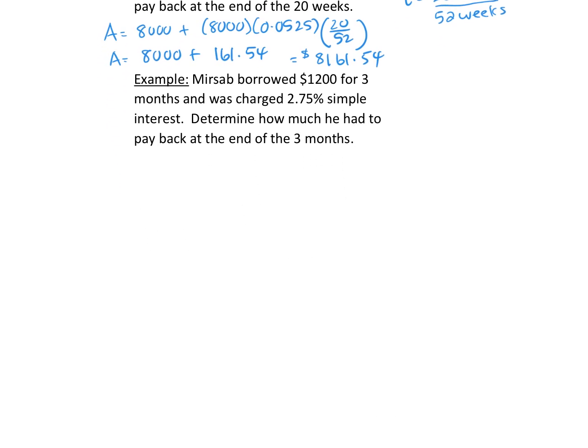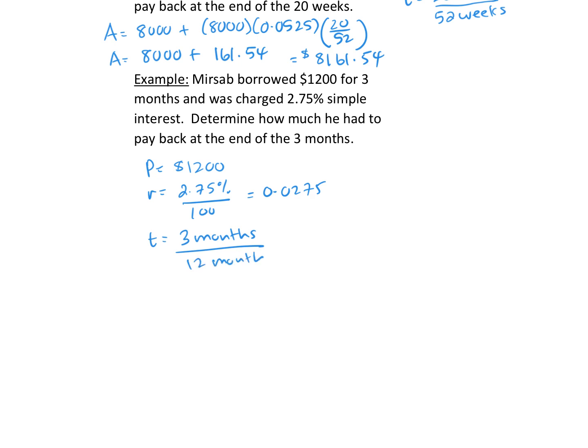Okay, and then in this example, Mirza borrowed $1,200, so that's my principal, for 3 months and charged an interest rate of 2.75%. So again, we have to divide that by 100. So decimal 0.0275. Time, this time is given in months, so we have to change it to years. There are 12 months in a year. So if I divide 3 by 12, I'm going to change that to a decimal because it is an exact decimal. It's not repeating, so we can use 0.25.